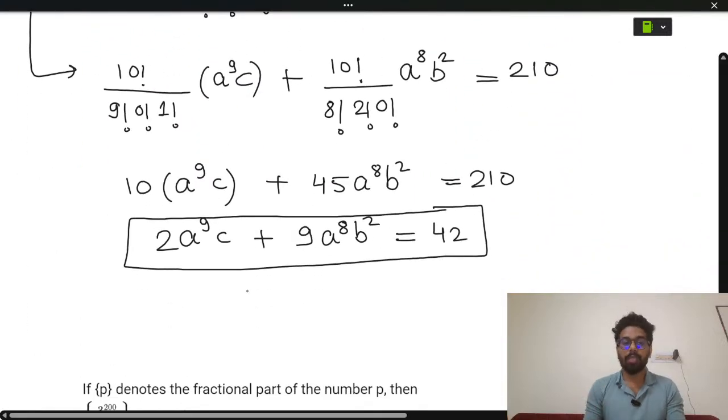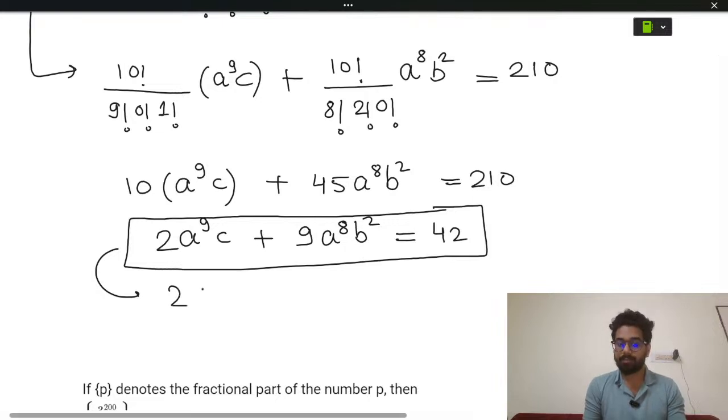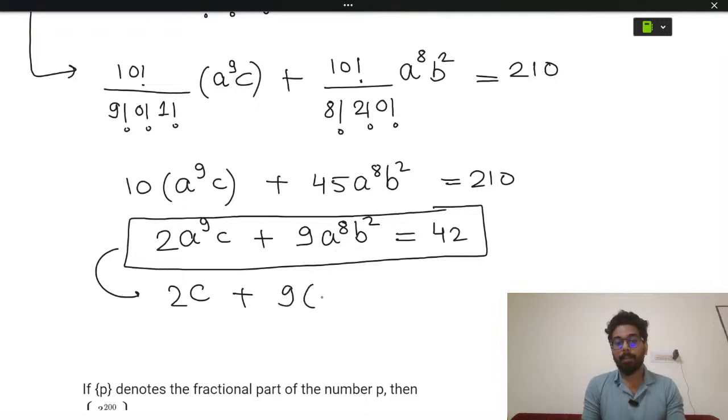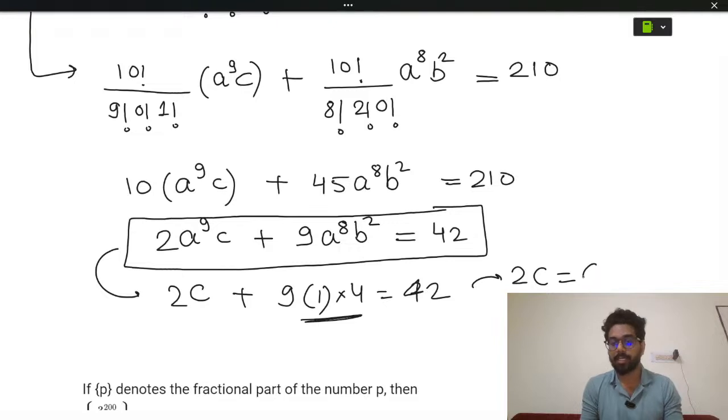Now you will put it over here. a equal to 1 means 1 power 9 is 1, and b is equal to 2. So 9 times of 1 power 8 is 1, into 2 square is 4, is equal to 42. So you will see from here 2c is equal to 42 minus 36, which is 6, so c is equal to 3. So a equals 1, b equals 2, c equals 3.